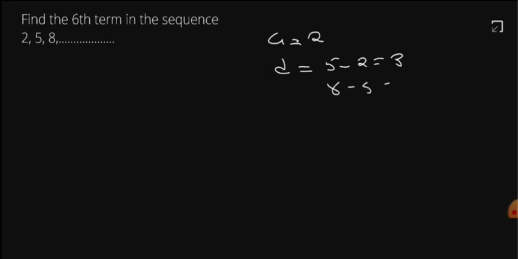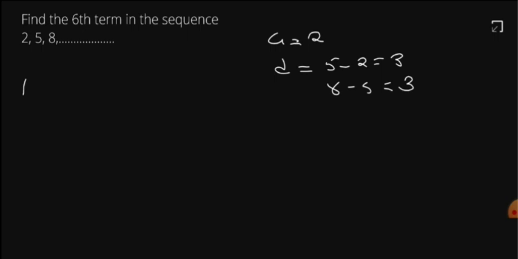So we've got another example. It says find the 6th term in the sequence. We've got 2, 5, 8. So we must know that our first term denoted by a is 2. Our common difference, we can pick 5 minus 2, that will give us 3, or we can say 8 minus 5, which also gives us 3. Then here they have specified the term which they are looking for, which is the 6th term.